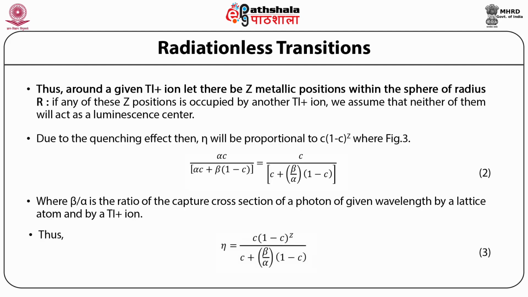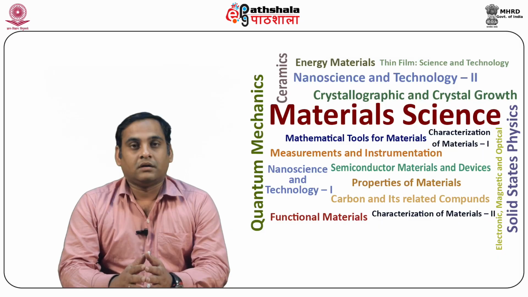Thus, eta = C(1 - C)^Z/(C + (beta/alpha)(1 - C)). For small concentrations of the activator, eta increases proportionally with C. At high concentration, the mutual quenching takes over, leading to a decrease in eta.